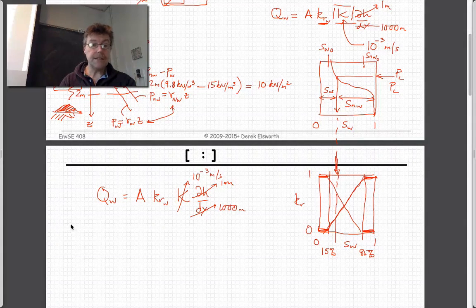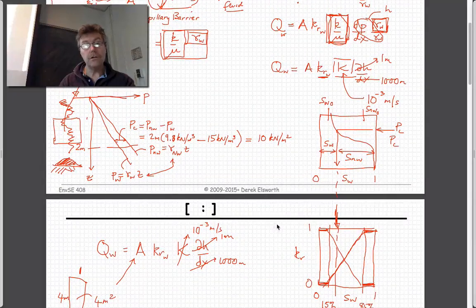Cross-sectional area, I guess, is going to be what? We said it's, typically we do things for a 1 meter width of the aquifer, and we said we're 4 meters deep. So this would be equal to 4 meters squared, which is this. And the only other parameter we have to figure out is what the relative permeability is.